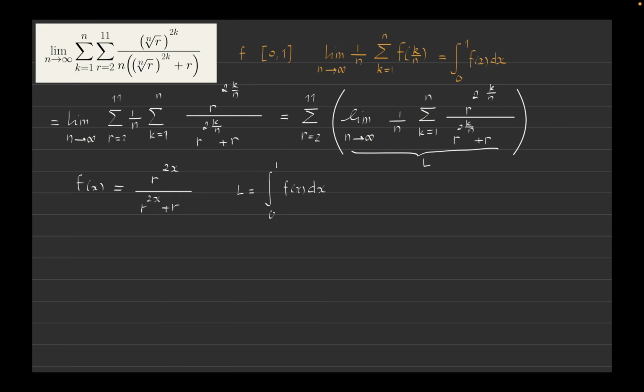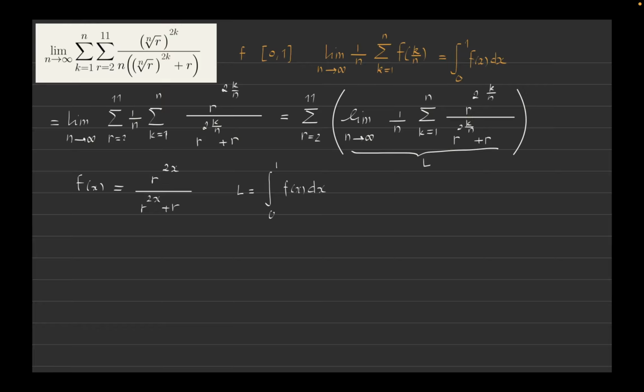Because this function is continuous on this interval between 0 and 1. Because r starts from 2, it's an integer, goes up to 11, so the denominator will never vanish, so this function is a continuous function, and it is integrable then.